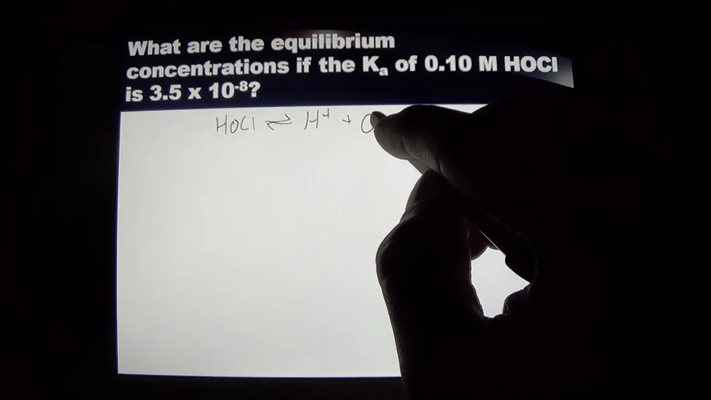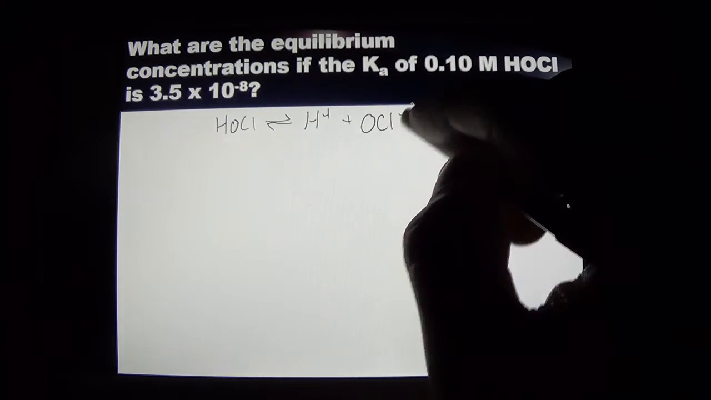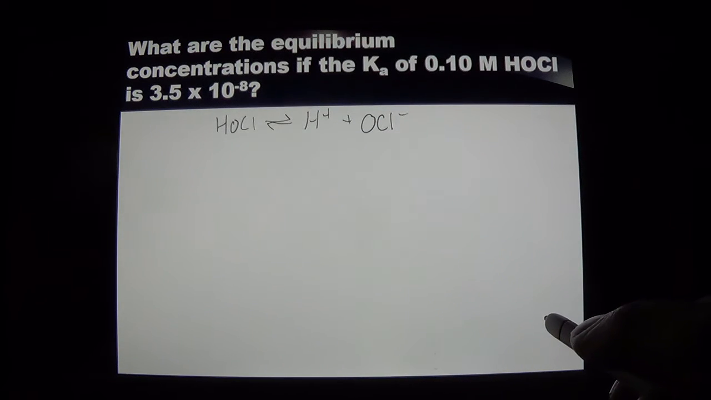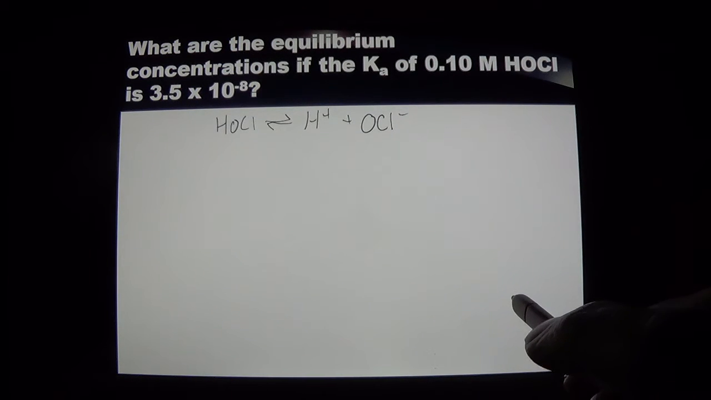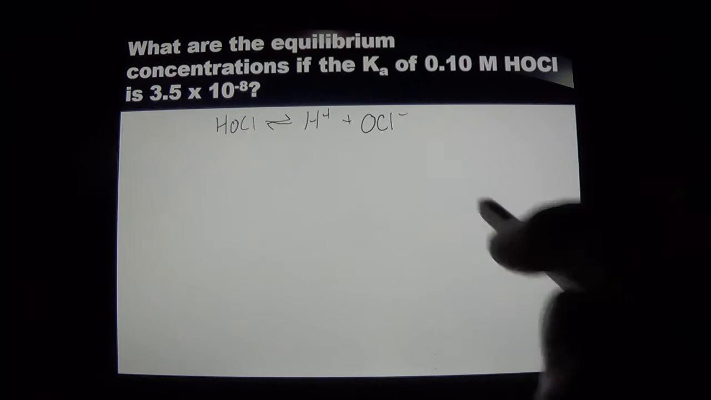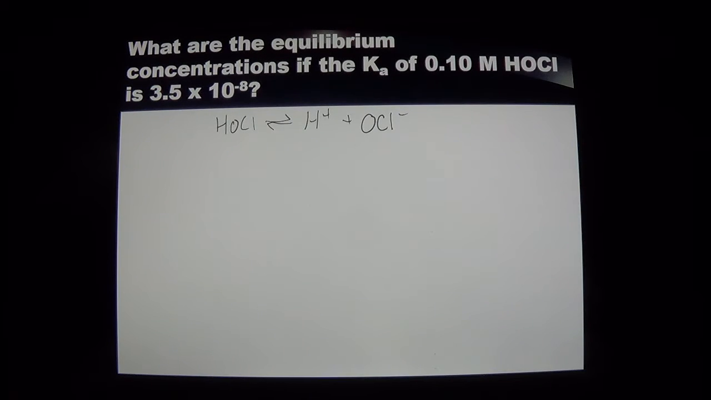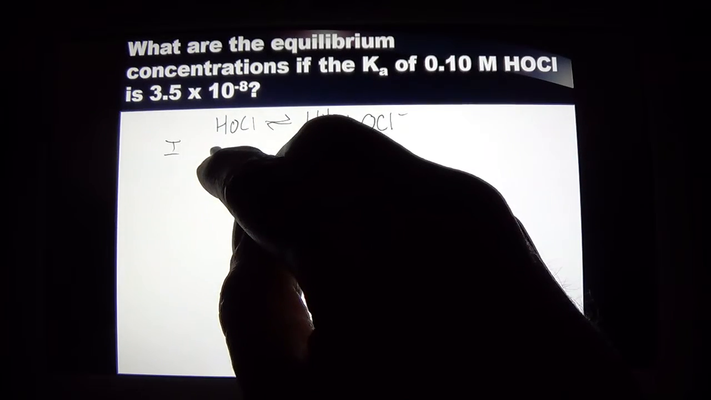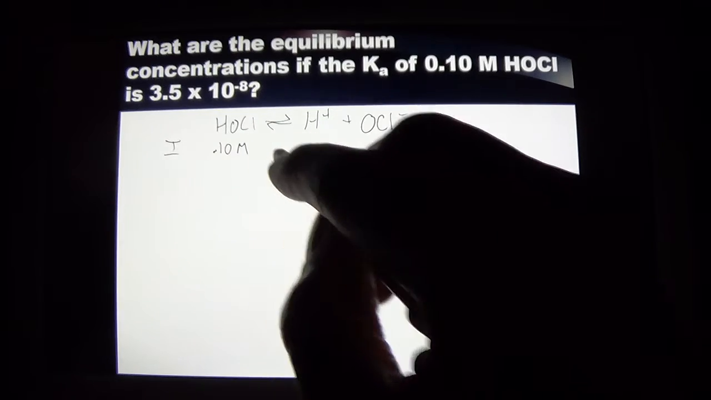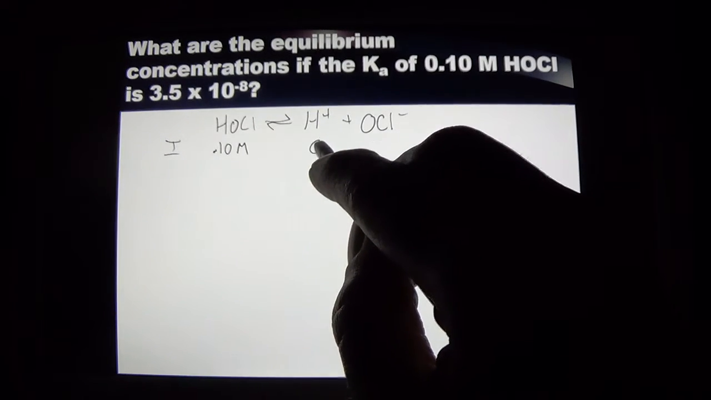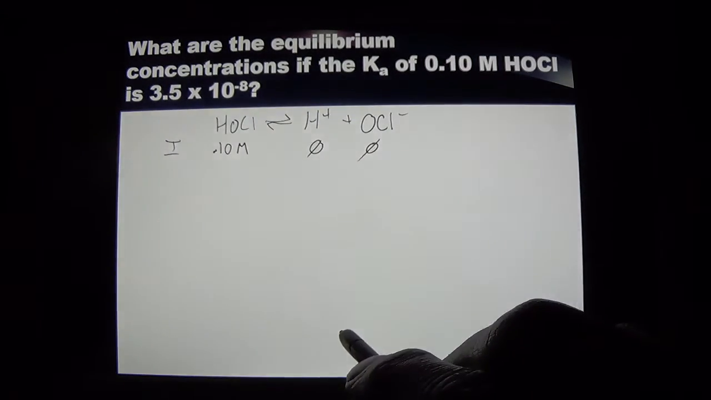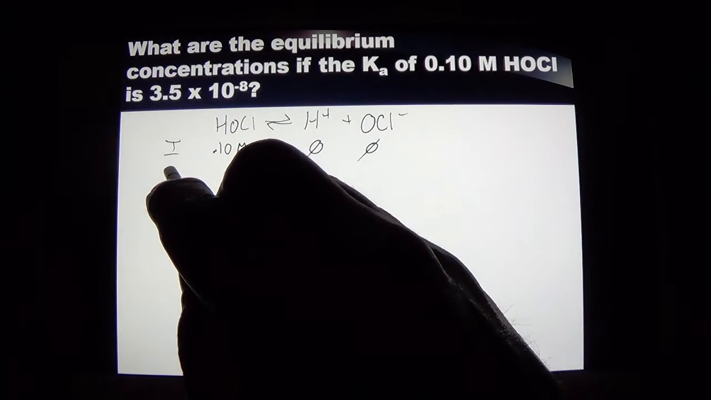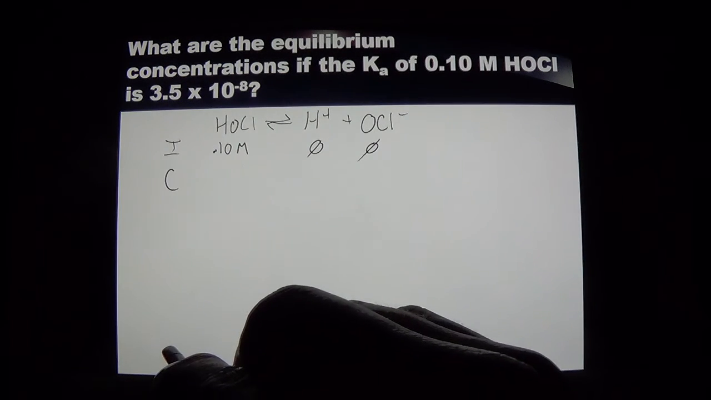I didn't even need to know the identity of this acid to predict that the H in front would ionize, and there we go. So that's my reaction. Now I'm looking for my initial. Initially, if I'm reading the problem, I have a 0.1 molar solution of that and none of the ions. And so I want to know how much will ionize.